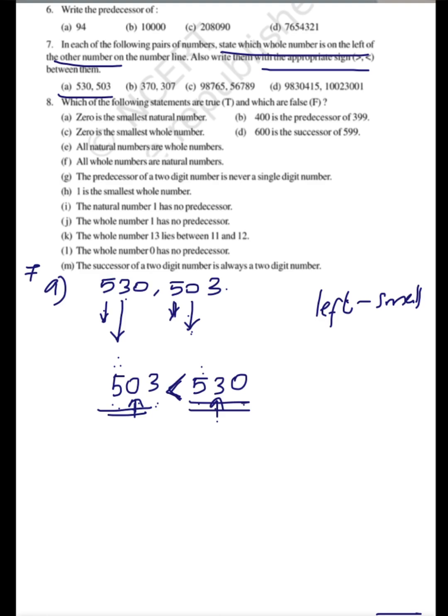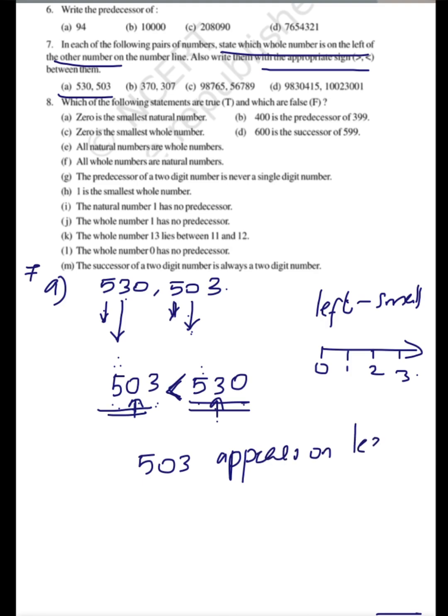And one more question is to state which whole number is on the left. On the left means what? The number which is small. Okay, on the left means on the left in the number line. In the number line, which number appears on the left? That means which is the smallest number among these? The smallest number among these is what? 503. So 503 appears on the left. Understand? This is the answer for the first question.